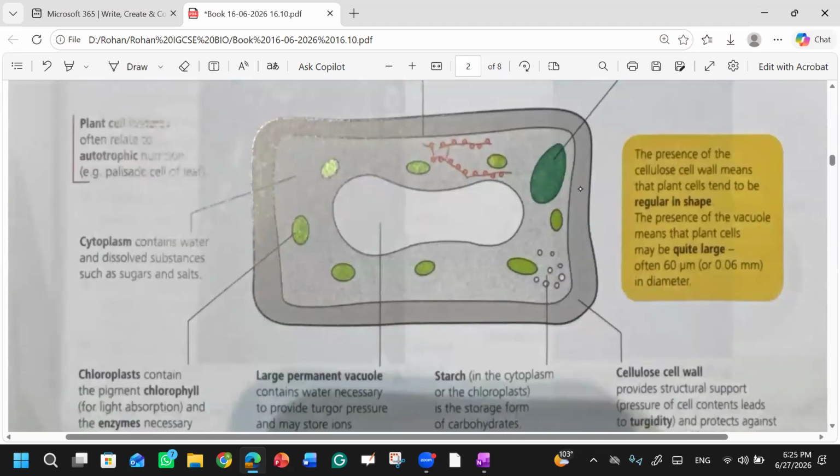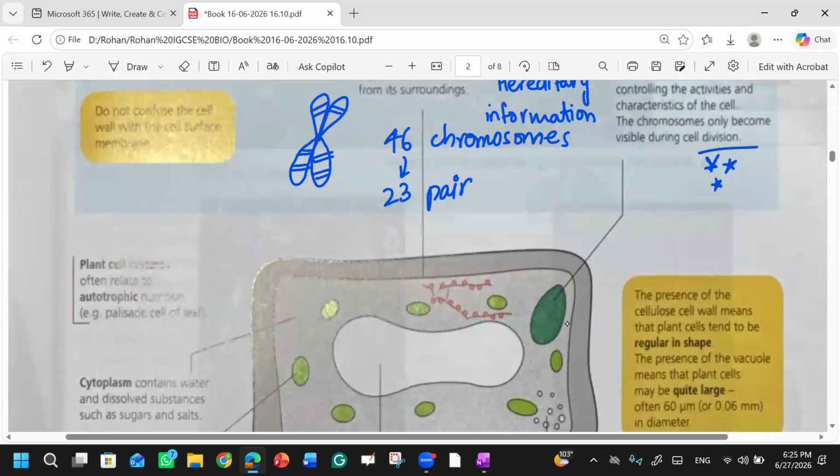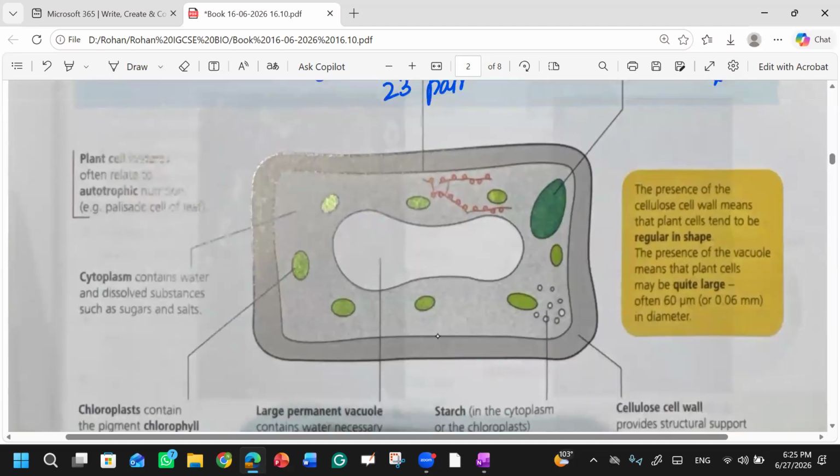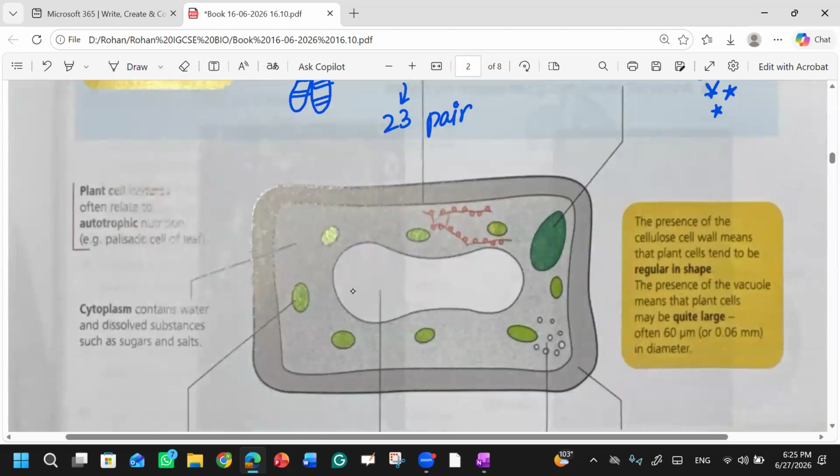Next, we have discussed the plant cell. First thing, the nucleus. Nucleus is common. Then cytoplasm is common. Cell membrane is common, right? What is this? This is a large vacuole. If we talk about the plant, they have a large vacuole.